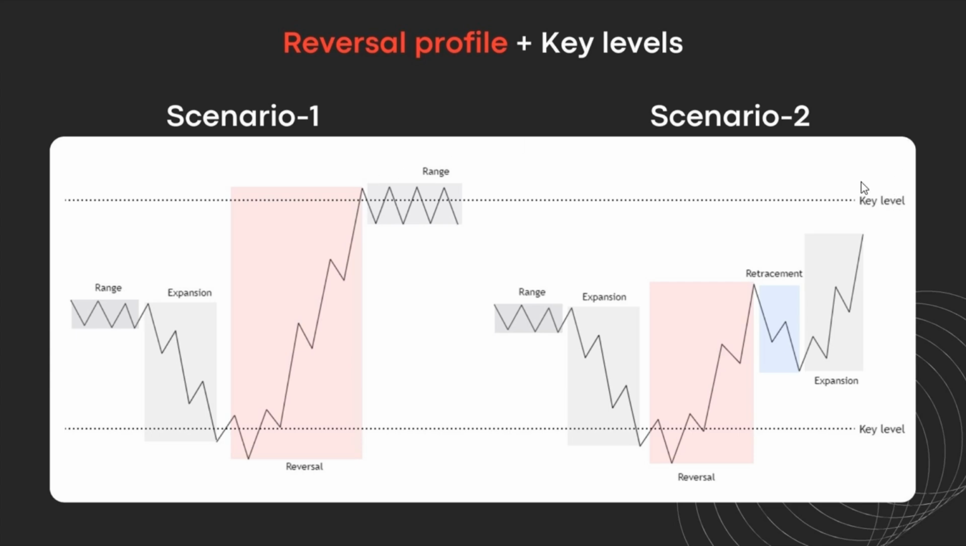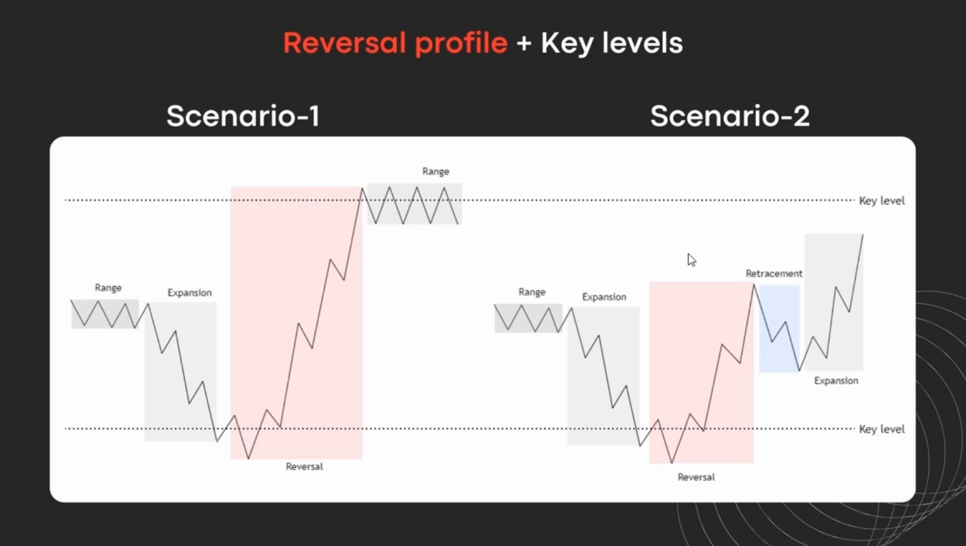In this case, that reversal profile ends inside a key level, right? You can see that this reversal profile has ended inside a key level. So in that case, we can expect a range to form there, because the reversal profile has now ended, and now we can expect a range to form to cap the price swing.